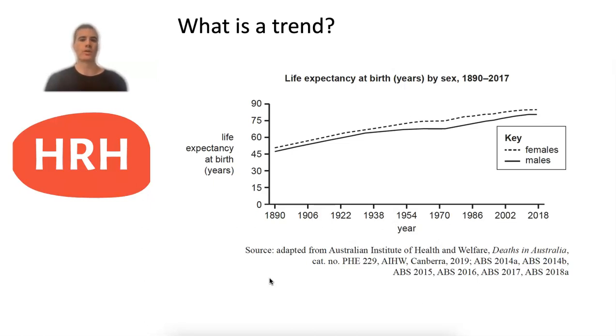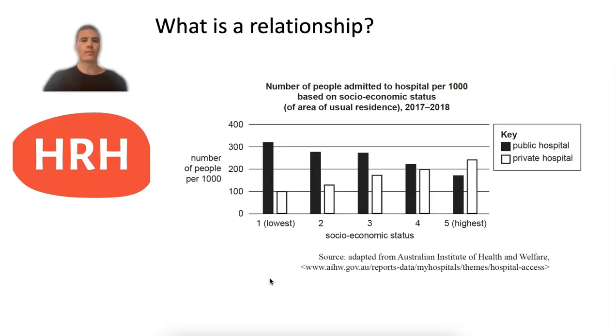You might look at the data and say between 1890 and 2017, there was an increase in male life expectancy. That would be one example of a trend. Obviously, if the question also asked you to use data, you'd include some pieces of data in your answer. Another trend that's also present here is that females across 1890 to 2017 have always had a higher life expectancy at birth than males. So that's another example of a trend. That's looking at the differences between groups.